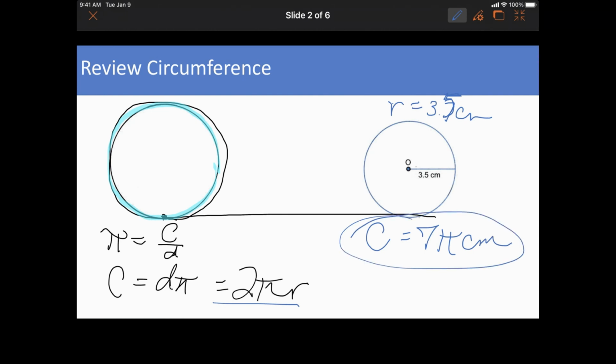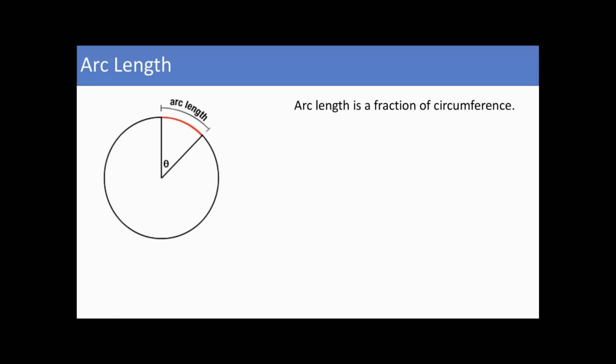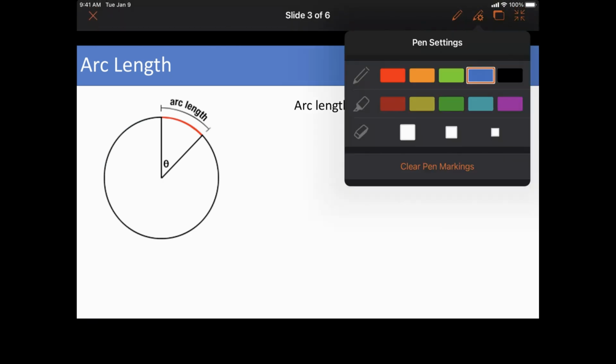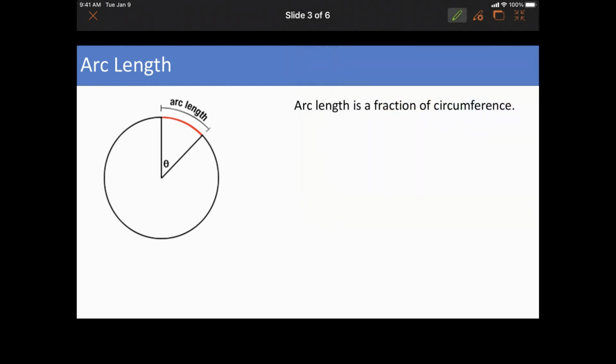There you go, circumference. So let's talk about arc length. What is arc length? Well, by definition, arc length is a fraction of circumference. So if we're looking here at the diagram, you have an arc degree, right? Which is equal to the central angle. So the central angle is theta. The arc measure is theta.